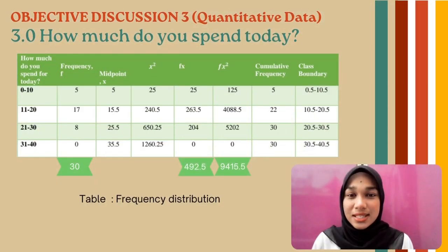The third question is, how much do you spend today? In this question, as you can see in the table, the first step is we need to do a table distribution because we want to find the sum of frequency, the sum of fx and fx power of 2. From this table, the sum of frequency is 30, the sum of fx is 492.5 and fx power of 2 is 9450.5.